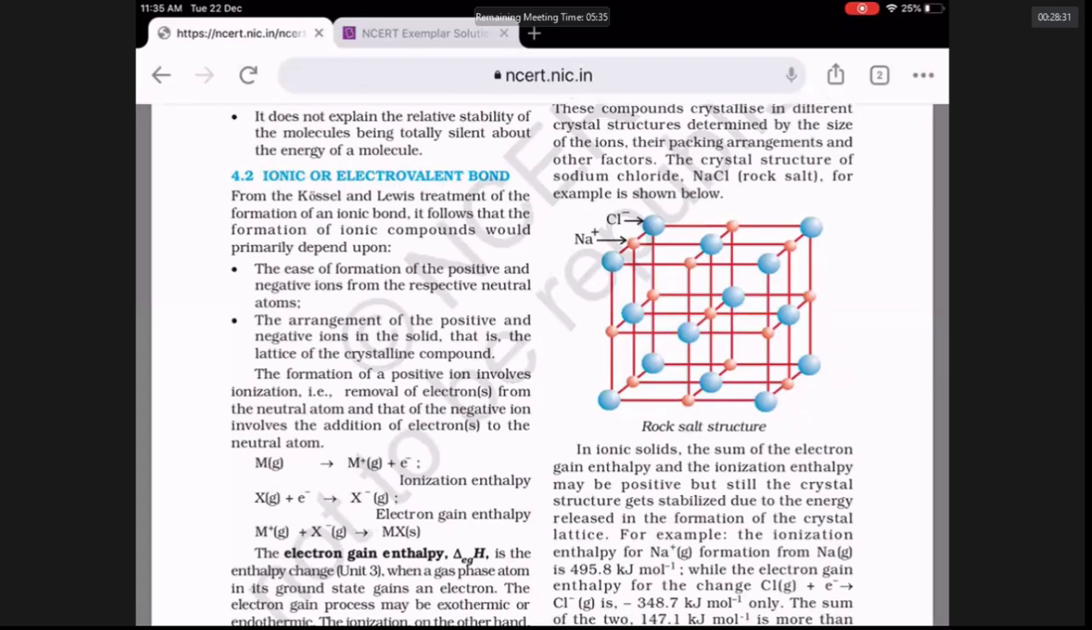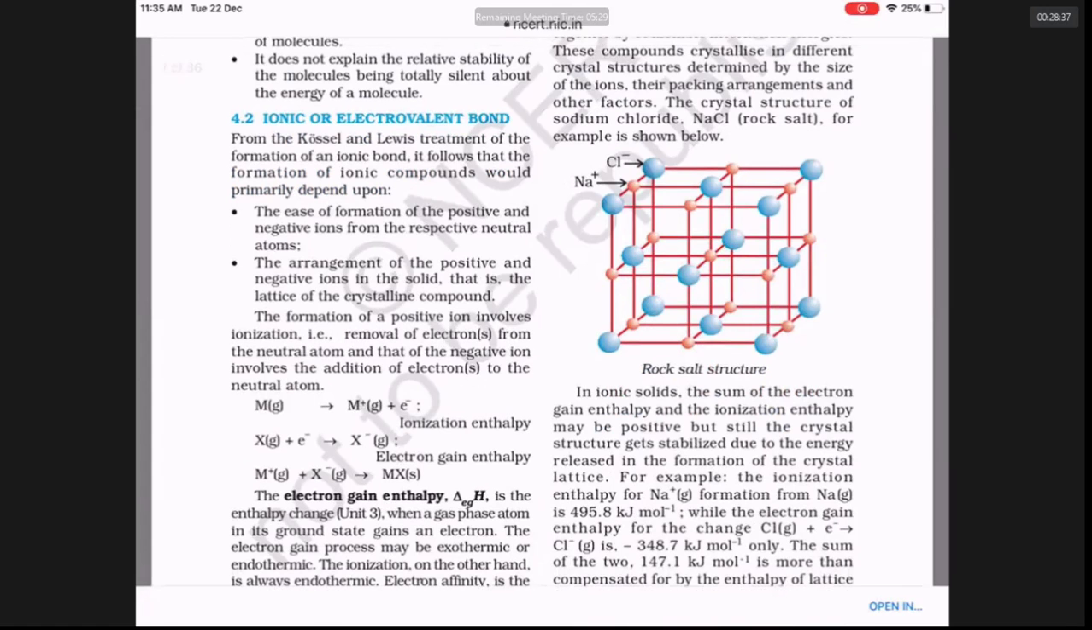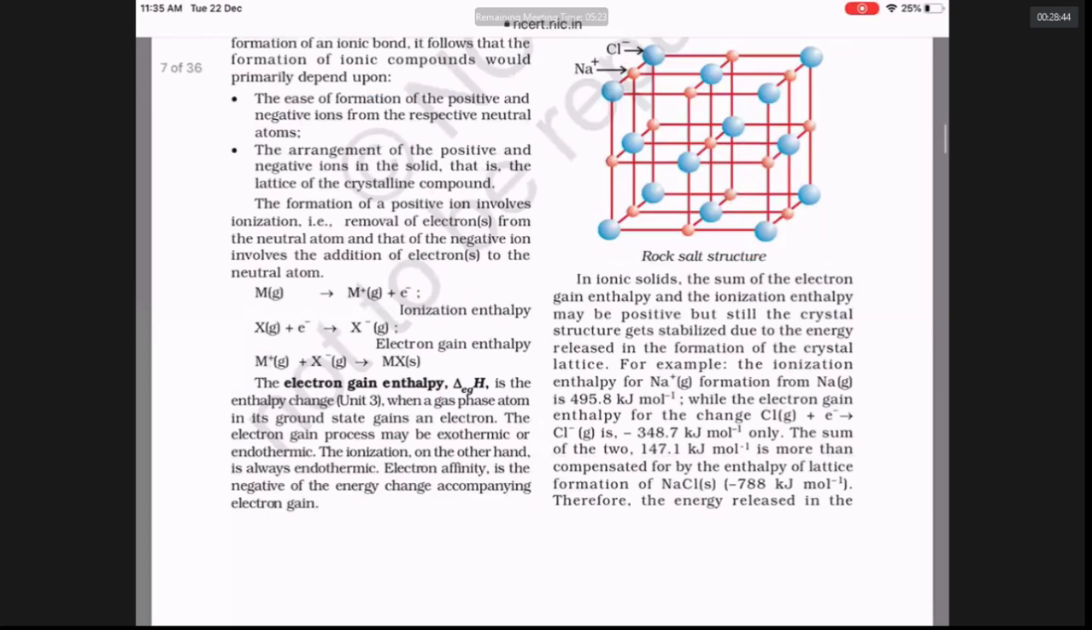The structure of the sodium chloride is called face-centered cube. How does this face-centered cube look like? Red dot is sodium ion, bigger blue dot is your chloride ion. Always positive ions are small, negative ions are big.